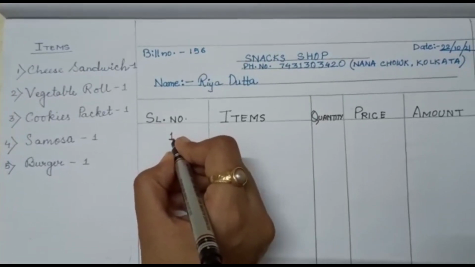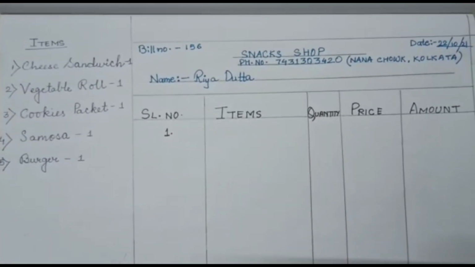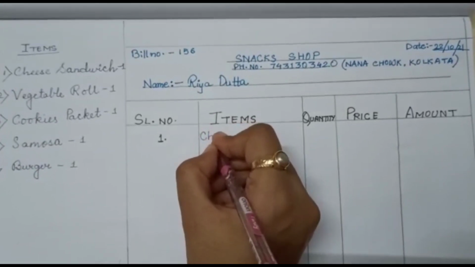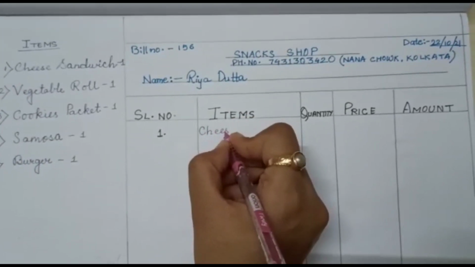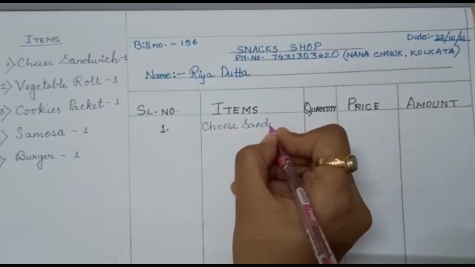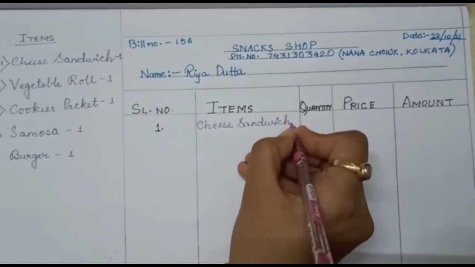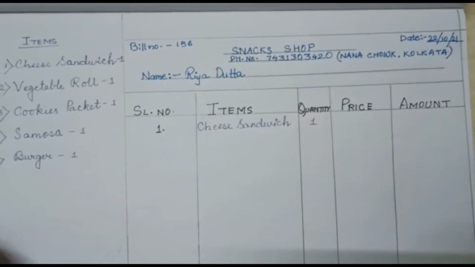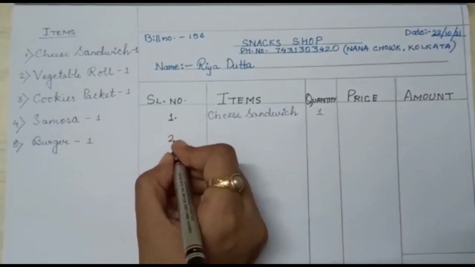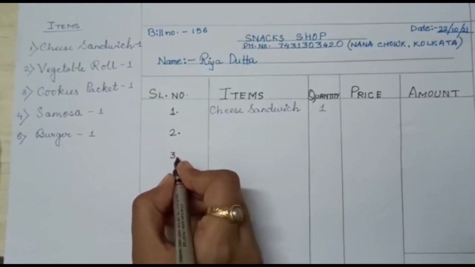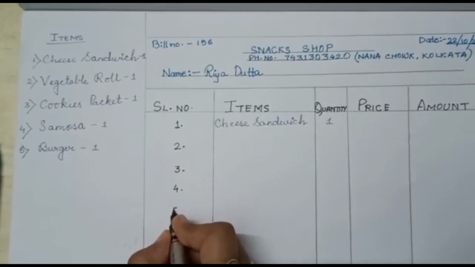So, we will put here serial number 1. Okay. Then, we will write cheese sandwich. Every product's name you have to write in this column. How many cheese sandwiches? Only 1. Next, number 2. So 5 items you have bought, so you can first put the serial numbers.